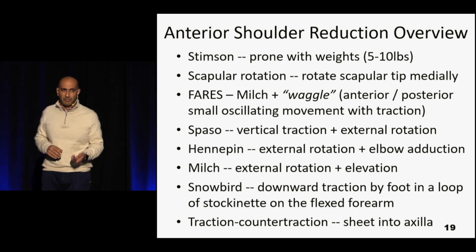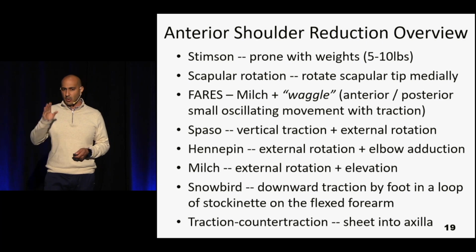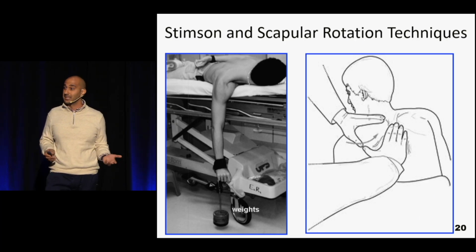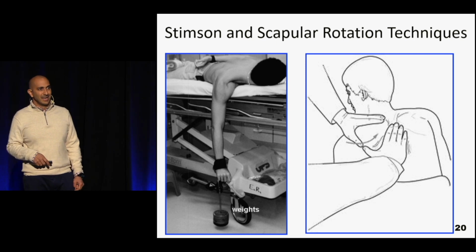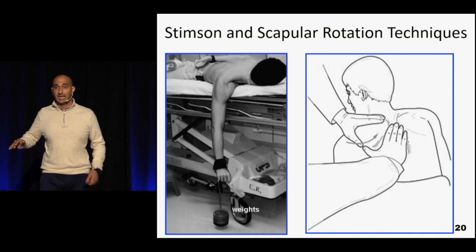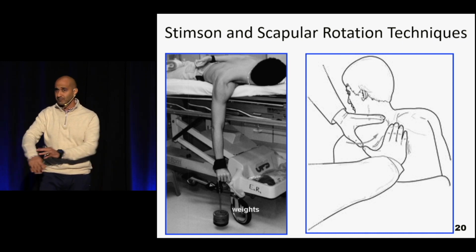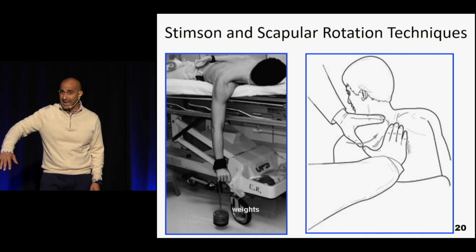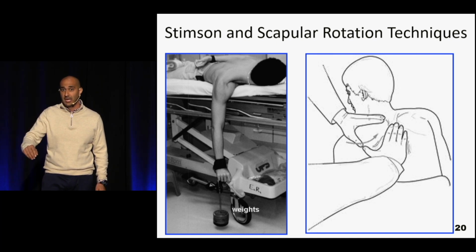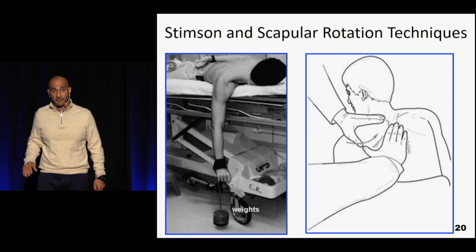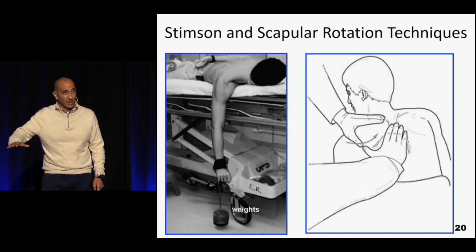So let's talk through a few of the different techniques. They're all listed here for your reference, but we'll go through them individually. Stimson and scapular rotation. This is nice when you have a super busy emergency department that's just bumping and you don't have time to do the whole evaluation. If you have weights in your emergency department, you can have them lie down prone, attach the weights and just have them hang for a little while and let them relax their muscles on their own. You don't even need a tremendous amount of sedation, or you can give them some Versed beforehand and just let them sit and relax.